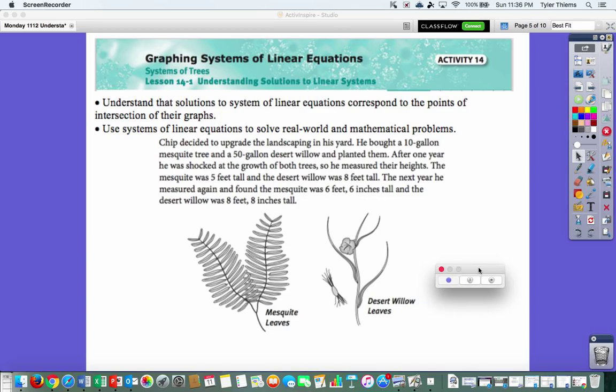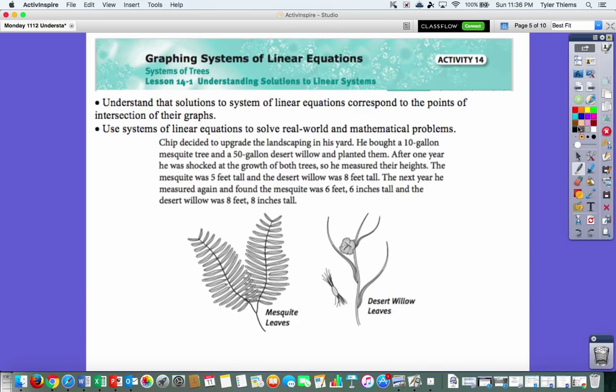Hey guys, welcome back. We are now on to activity 14, and the objective of this lesson is graphing systems of linear equations. Today's learning targets: first, to understand that solutions to systems of linear equations correspond to the point of intersection of their graphs. The second one is we're going to use systems of linear equations to solve real-world problems.